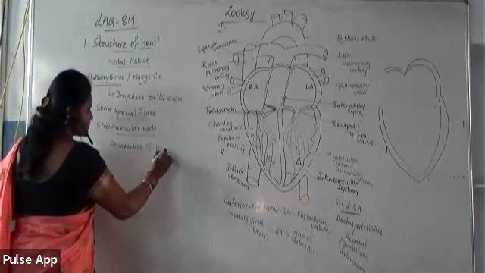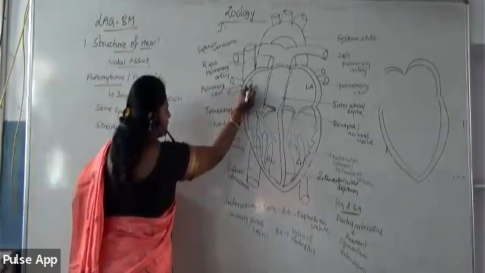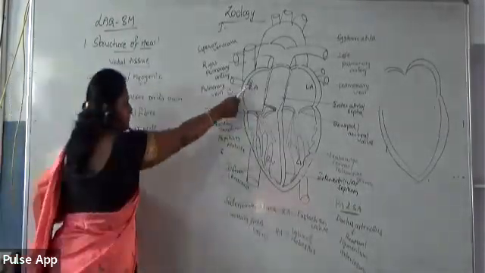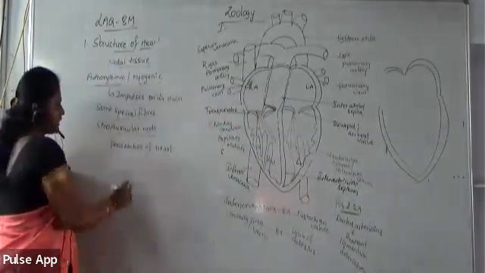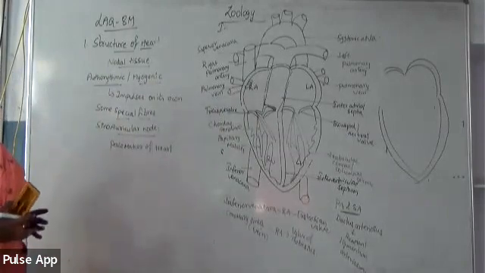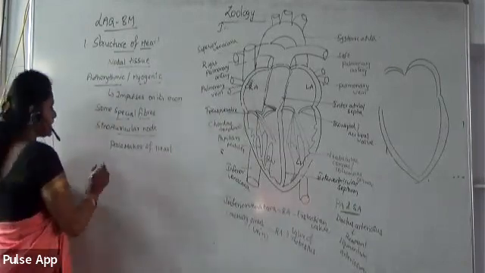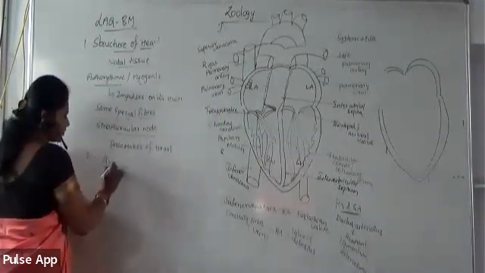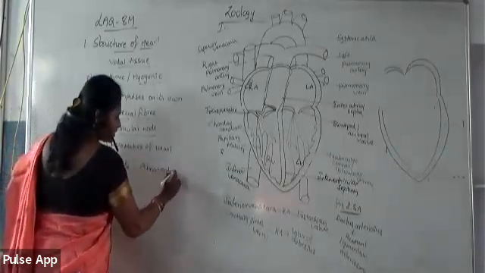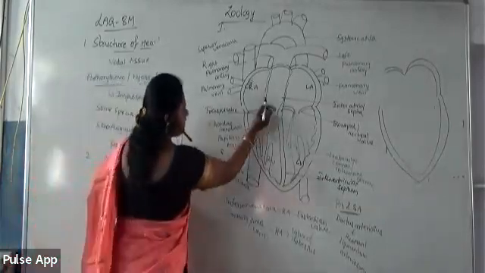Why it is called as pacemaker? This sino-auricular node located in the right upper corner of right atrium. Here, SA node is located in the right upper corner of right atrium. So it is responsible for the generation of impulses first, electrical currents first. So that's why it is called as pacemaker of the heart. Then from the SA node, that impulses will be passed to AV node, atrioventricular node. This atrioventricular node is present in the lower left corner of the right atrium.